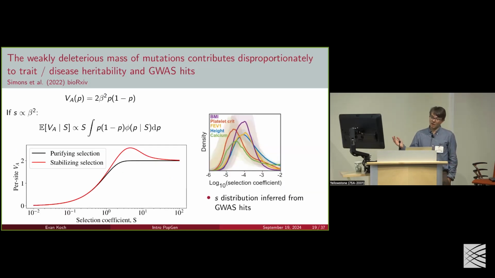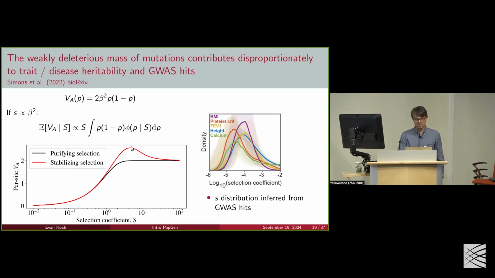These weakly deleterious mutations are of pretty high importance because they contribute disproportionately to trait and disease heritability, as well as the GWAS hits that we actually find. So if we say that the contribution to additive genetic variance for an allele at frequency P is this 2 beta squared P(1 minus P), and if we let the selection coefficient be proportional to the squared effect size, then you can calculate what the expected contribution to genetic variance should be from mutations with selection coefficient S. So if we plot the per site contribution to that genetic variance against the selection coefficient, we can say that it increases with the strength of selection.